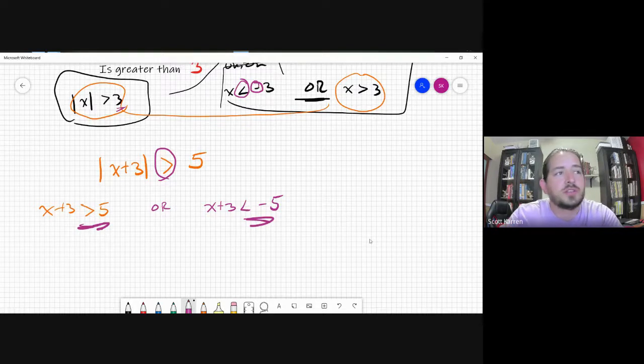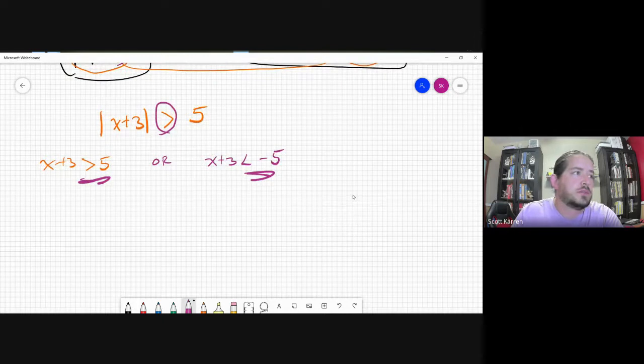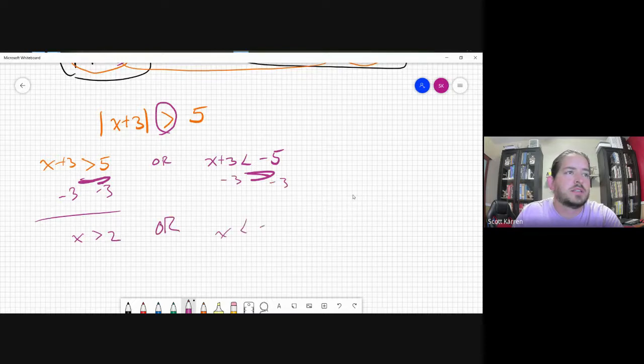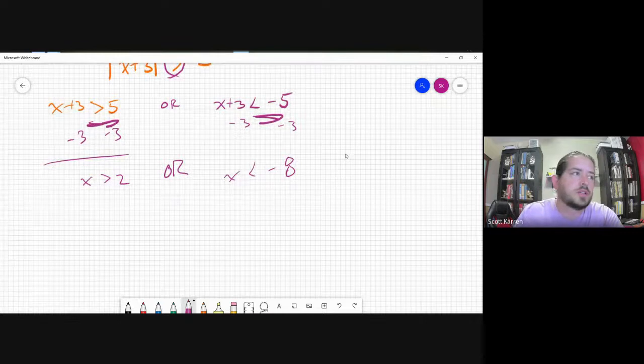And then we just solve each one of these. So I would subtract 3, subtract 3. This is x is greater than 2, or subtract 3 and subtract 3, and x is less than -8. We can graph these solutions. We can write them in interval notation, right?